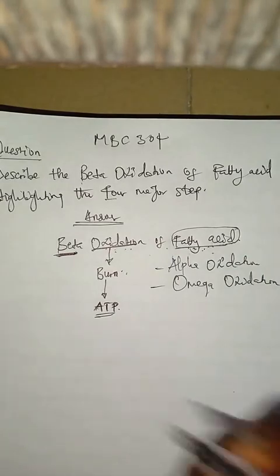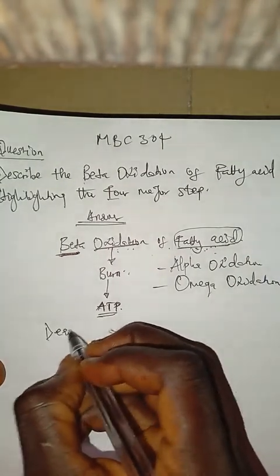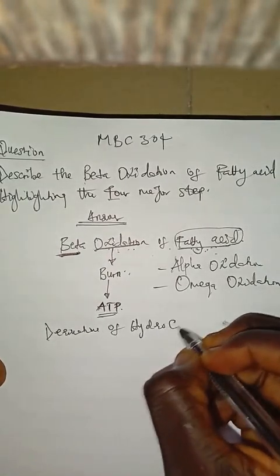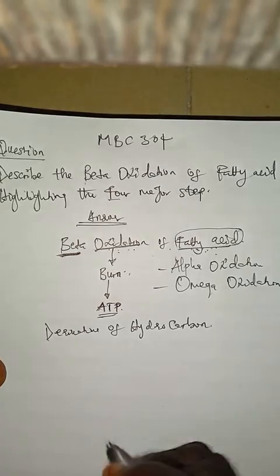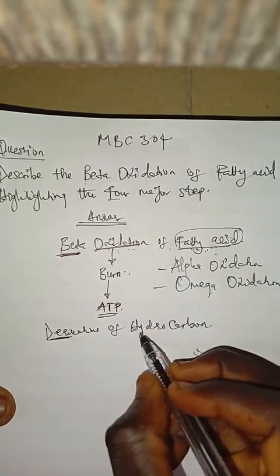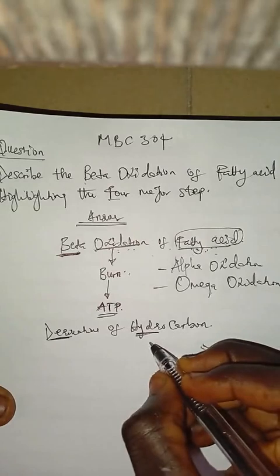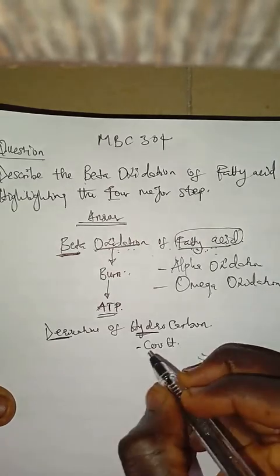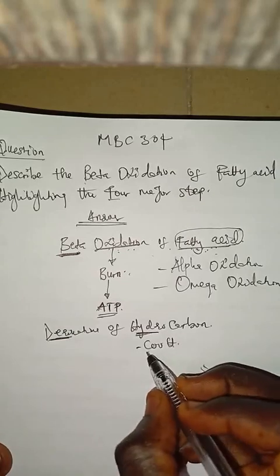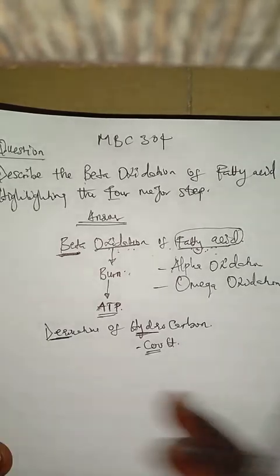So fatty acid, basically, as we know it, is what? They are derivative of hydrocarbon, meaning that they are derived from hydrocarbon, such that at the end we have a functional group called COOH. So if you want to define fatty acid, you can say that fatty acids are derivatives of hydrocarbon having COOH as their functional group.